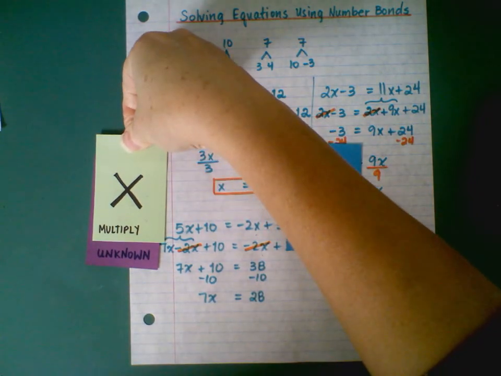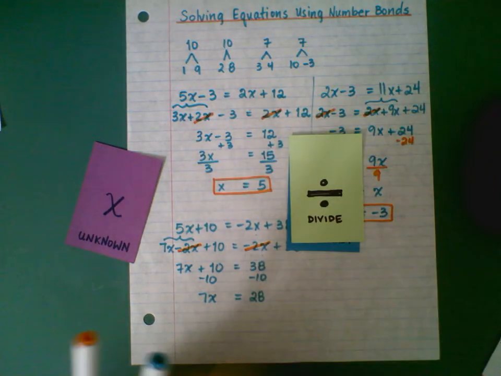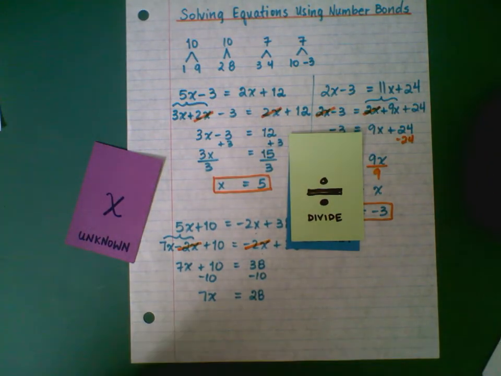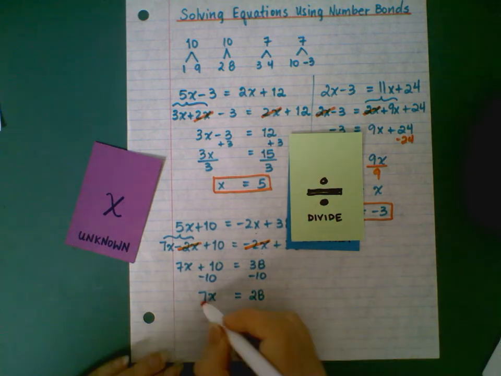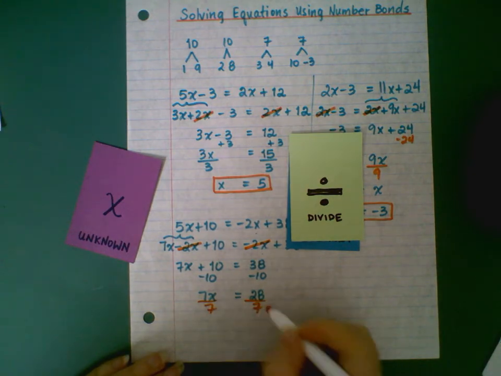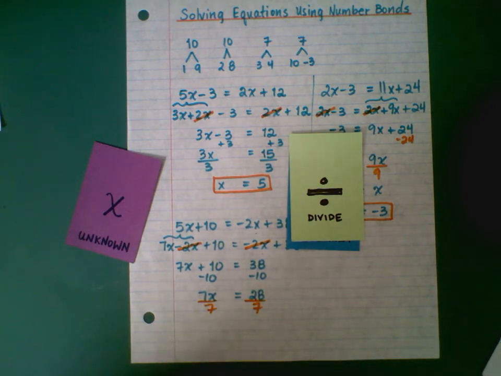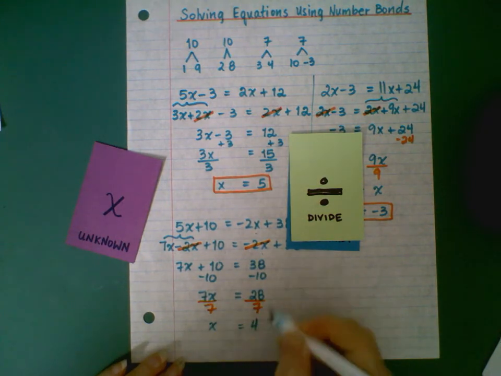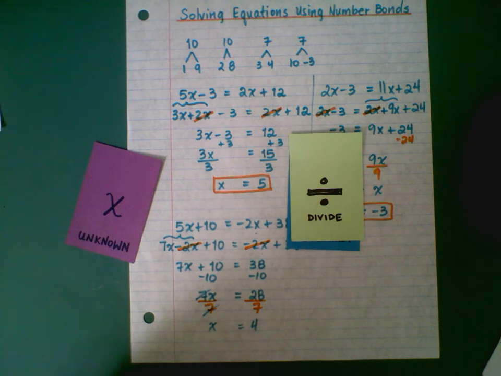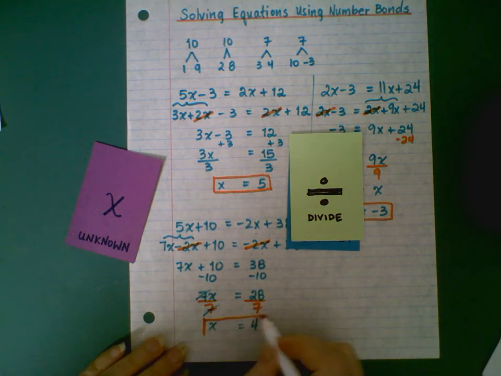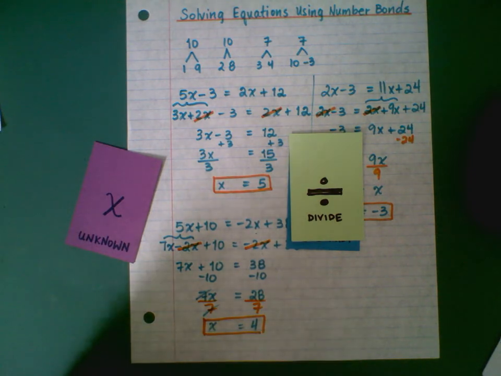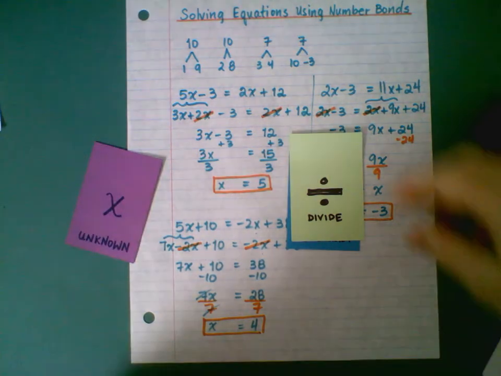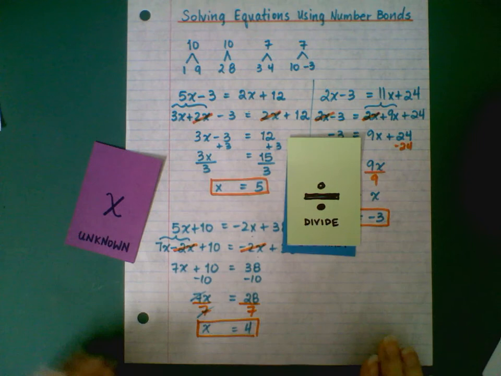That 7 is a multiplier. Divide to get rid of it. And the result is x equals 4. You can show that division eliminating the 7's by canceling or crossing them out. And that's how you use number bonds to solve multi-step equations.